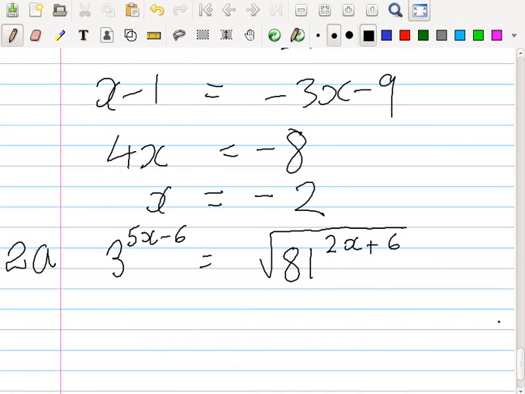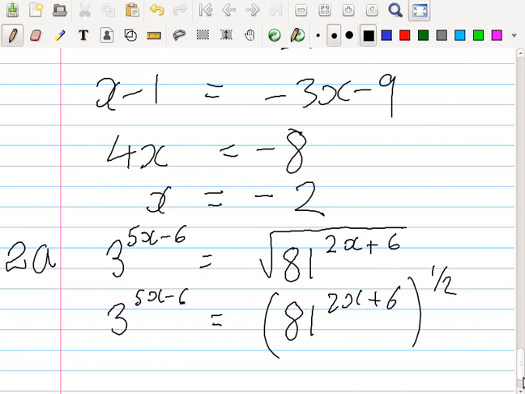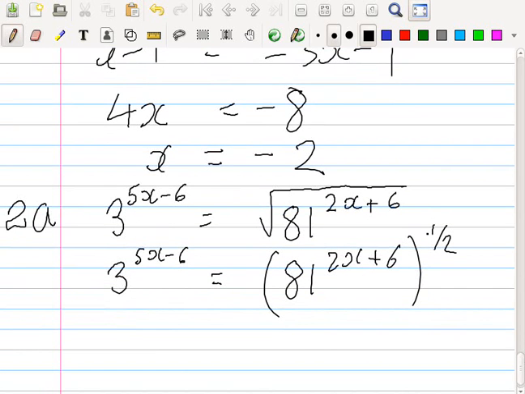Well, first thing I should try and do something about the square root. So as a power, what could I do with the square root? Yeah. So, what happens to the powers here? Yeah, well, they get multiplied by a half, don't they? So what's 2x multiplied by a half? 1x, yeah. And then 6 multiplied by a half. 3.